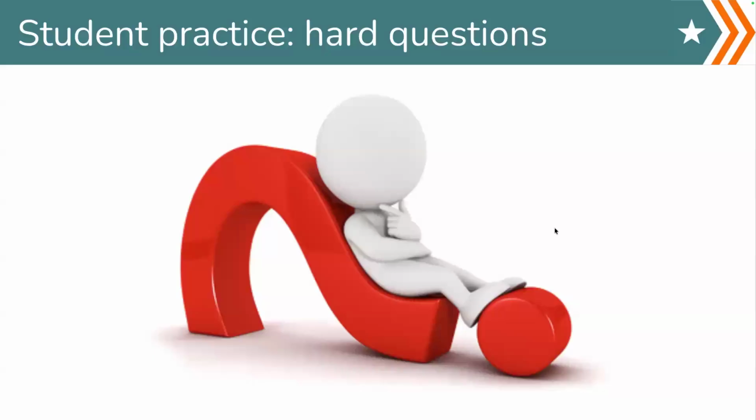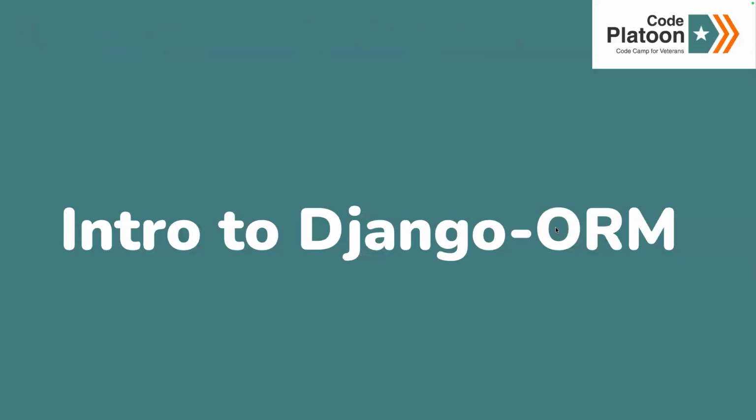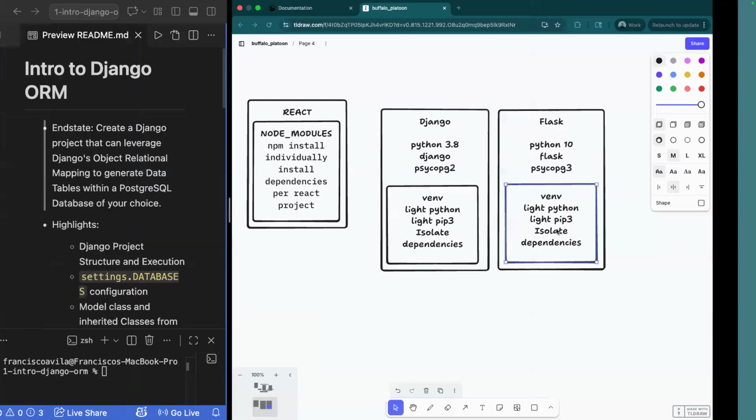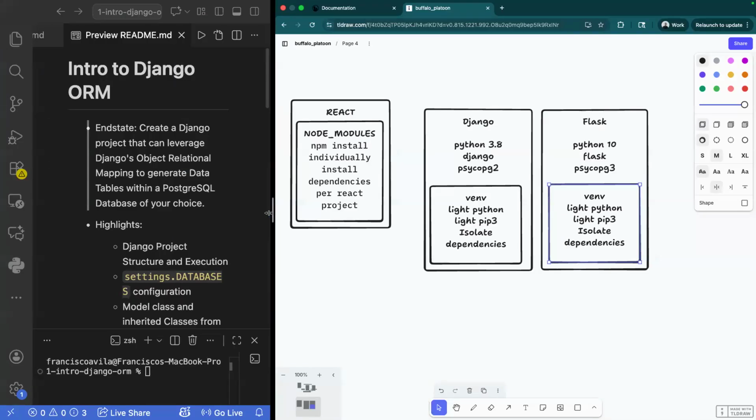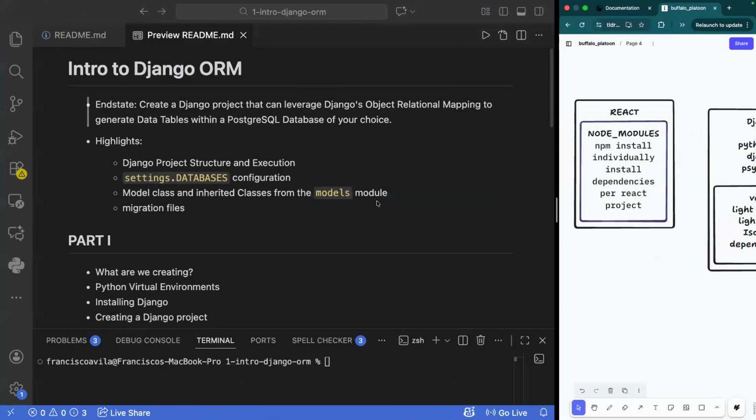All right. So the next portion of our slide deck is going to dive into part 2 of our lecture. So we'll stop here real quick and let's go ahead and start actually setting up our application. So here's a little bit of an intro to Django ORM. Our entity is going to be creating a Django project that can leverage Django's object relational mapping system to generate data tables within a PostgreSQL database.